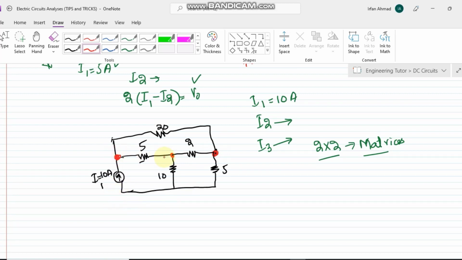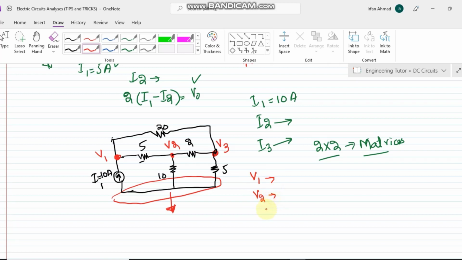I have 1, 2, 3, and this one, the 4 nodes here. Let me represent this one as a reference node here. So how many nodes will I have? This one will be V1, V2, V3. So first of all, I have to use node 1 and find the equation for node 1 in terms of the voltage.